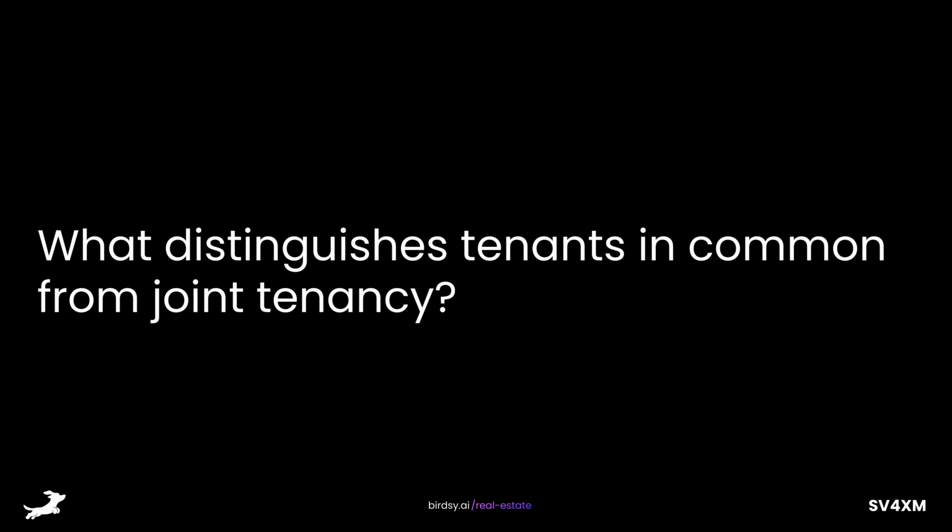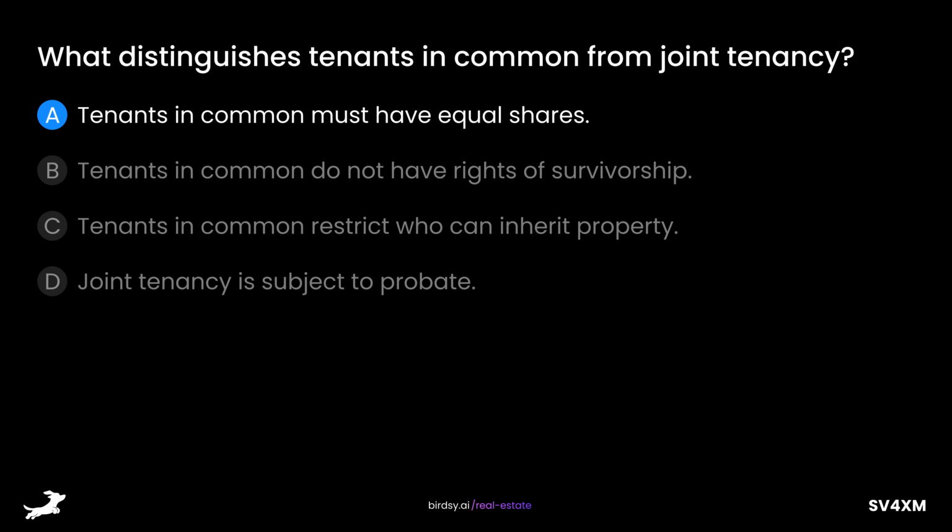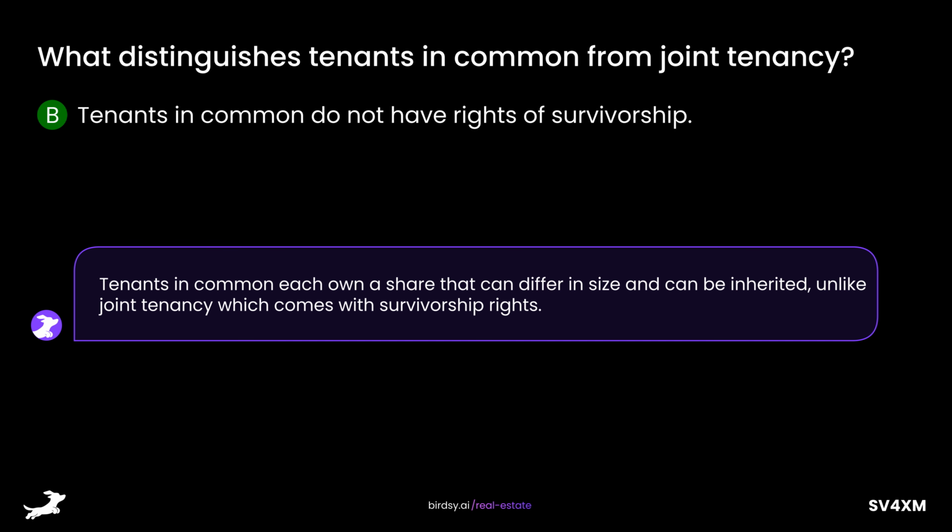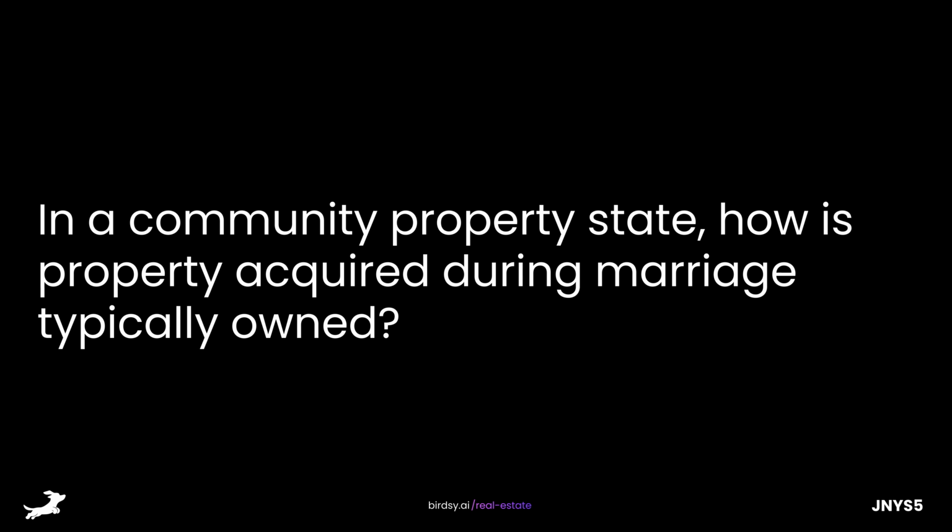What distinguishes tenants in common from joint tenancy? Is it A, tenants in common must have equal shares? B, tenants in common do not have rights of survivorship? C, tenants in common restrict who can inherit property? Or D, joint tenancy is subject to probate? The answer is B, tenants in common do not have rights of survivorship. Tenants in common each own a share that can differ in size and can be inherited, unlike joint tenancy, which comes with survivorship rights.